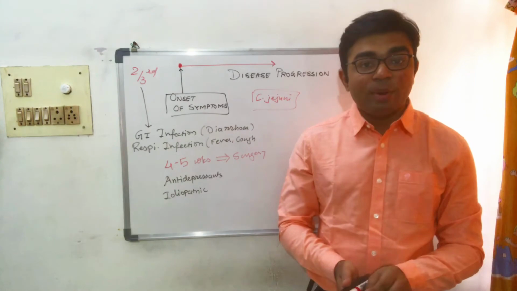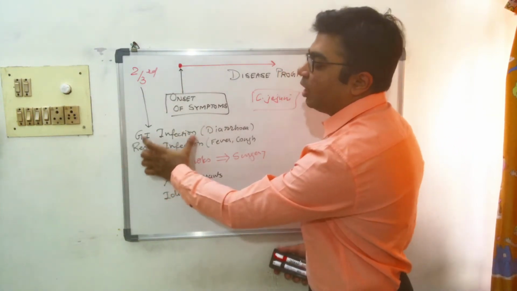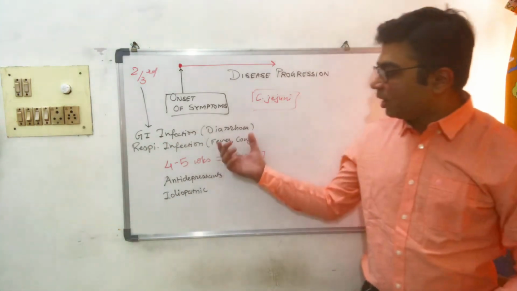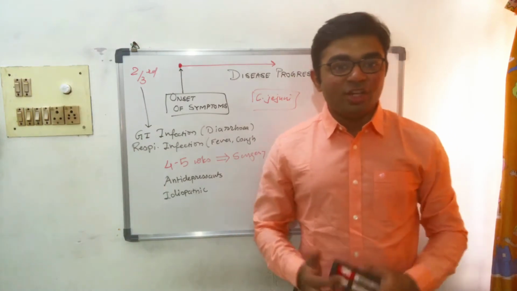But do remember that 66% of the patients give a history of gastrointestinal infection or respiratory infection, with the symptoms that I have mentioned, and the most common bacterium is Campylobacter jejuni.